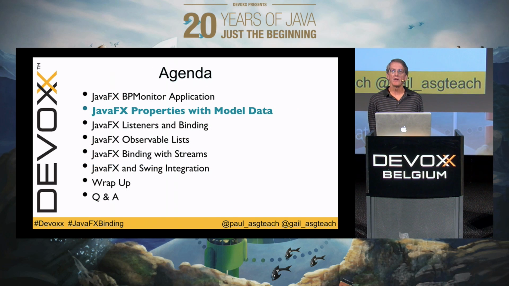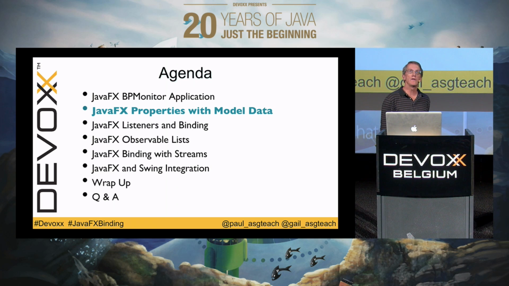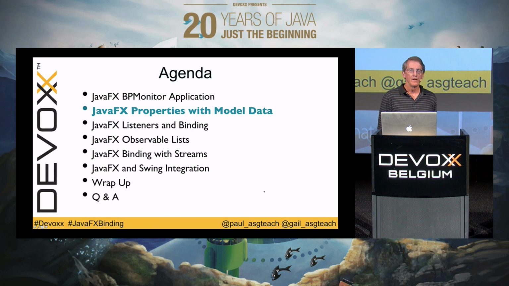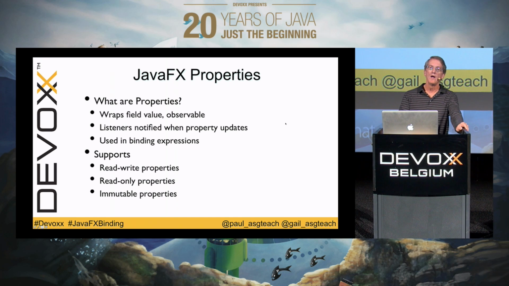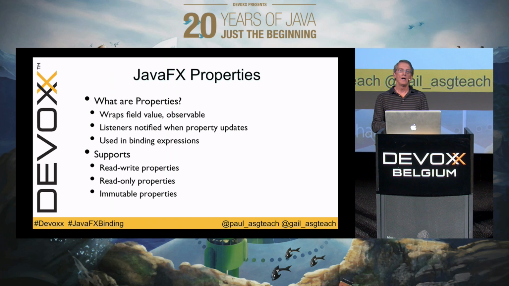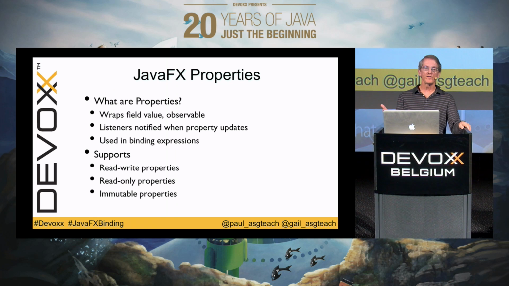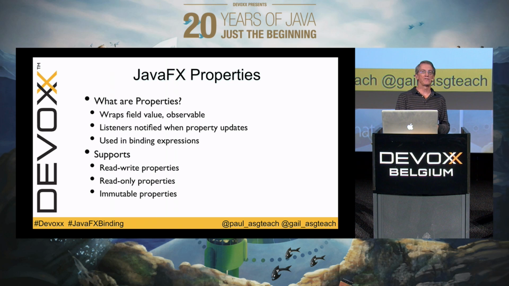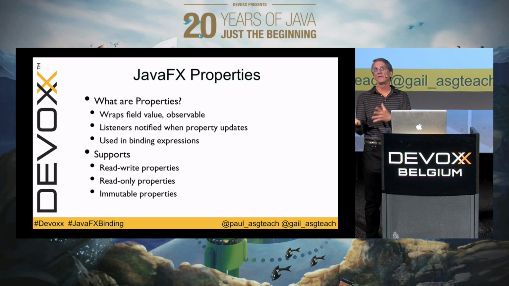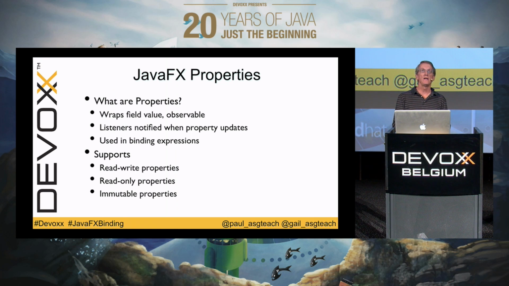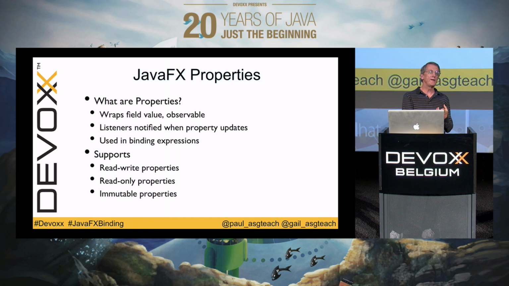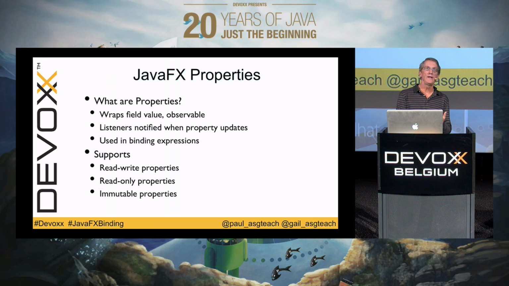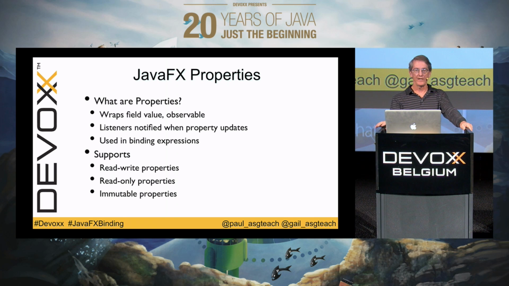Okay, so the first thing that we want to talk about are JavaFX properties and why you want to use them in your model data. So we'll begin by telling you, what is a JavaFX property and why would you want to use it? A property in JavaFX wraps your data so that it's observable, which means that registered listeners can be notified when a property updates. This is a very powerful concept in JavaFX because when you have a property, you can attach a listener to it, and you can also call these binding methods that we're going to show you in a little bit. JavaFX supports properties that are readable and writable, also properties that are read-only, and also properties that are immutable and cannot be changed.